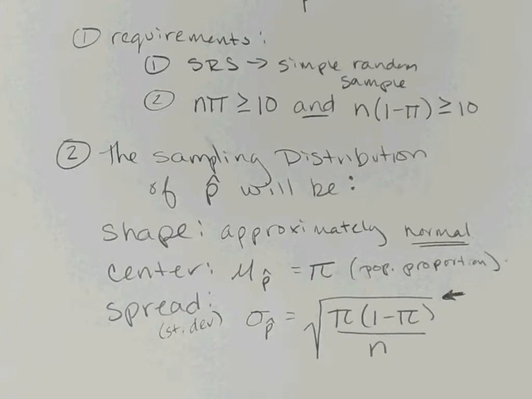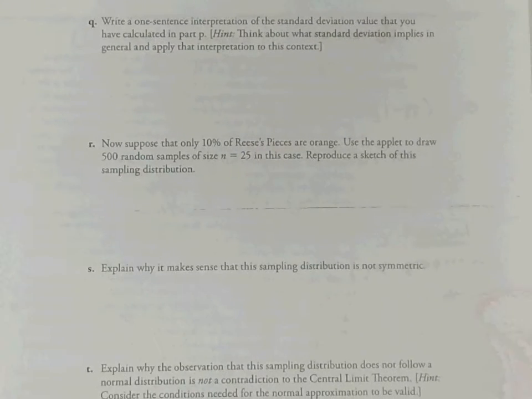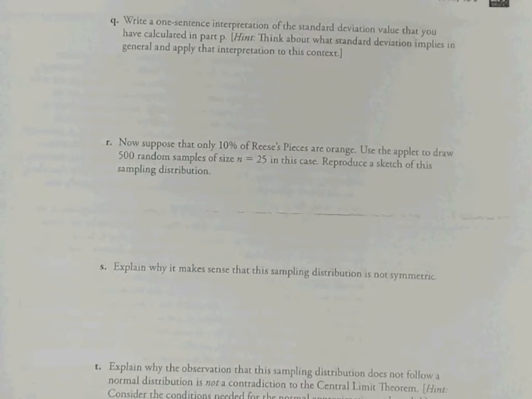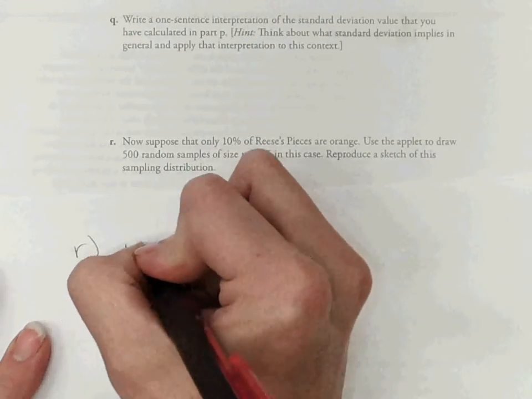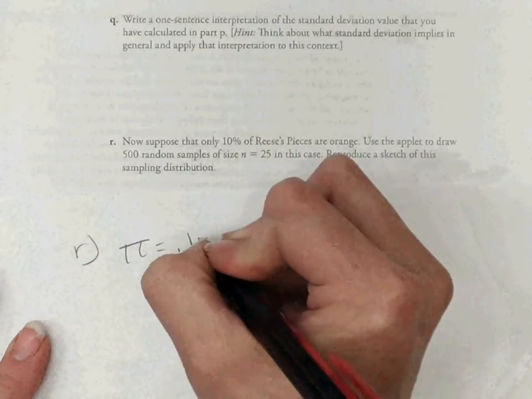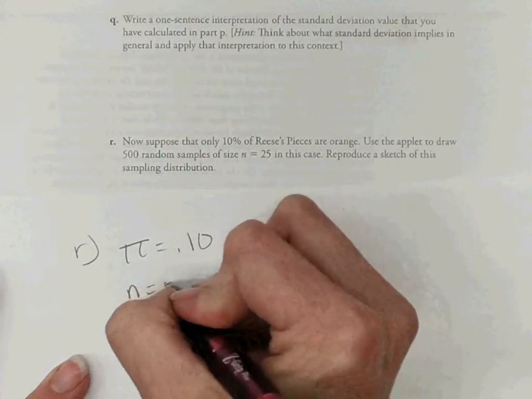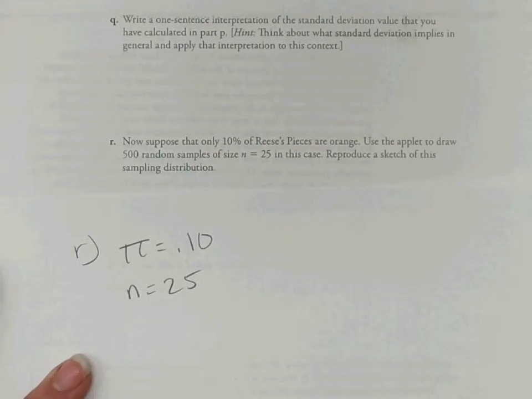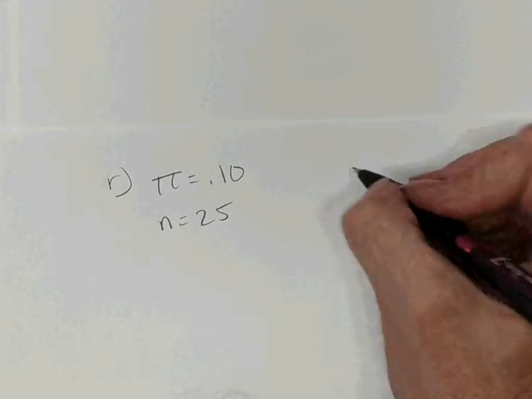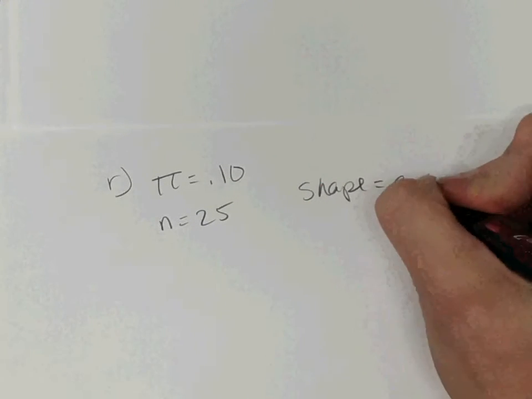So the next piece, I'm going to skip ahead a little bit because we've already done O and P, let's skip ahead to part R. So for part R, it tells us to first use the applet, and we're not going to do that first. Instead, we're actually going to use the central limit theorem and see what it would tell us if, in this case, our population proportion is 0.1, or 10%, and my sample size is 25. Okay? So in this case, my shape is going to be approximately normal.